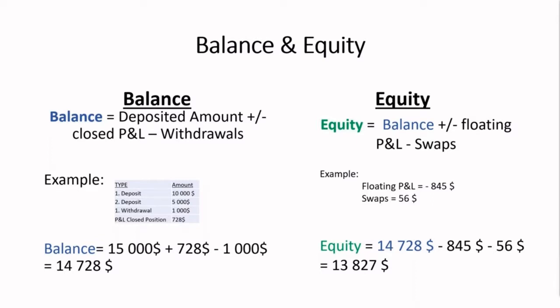On your closed positions, you made a total profit of $728. Summing up all this, your balance will be 15,000 plus 728 minus 1,000. So your end balance up to this date would be $14,728. Very simple mathematics. So your balance only changes when you close a position, deposit or withdraw some funds.